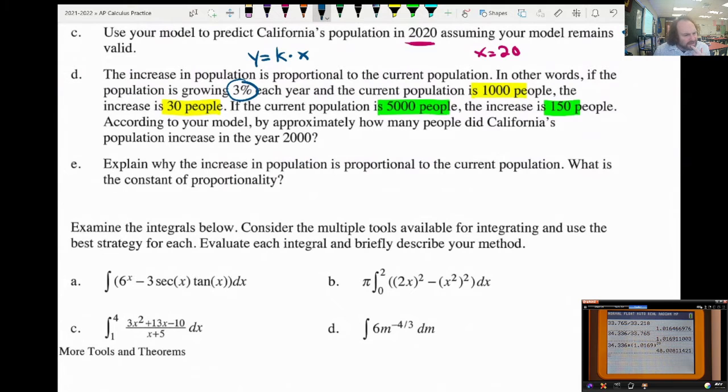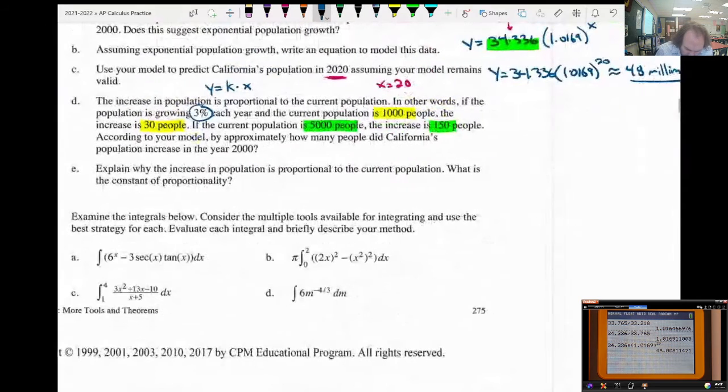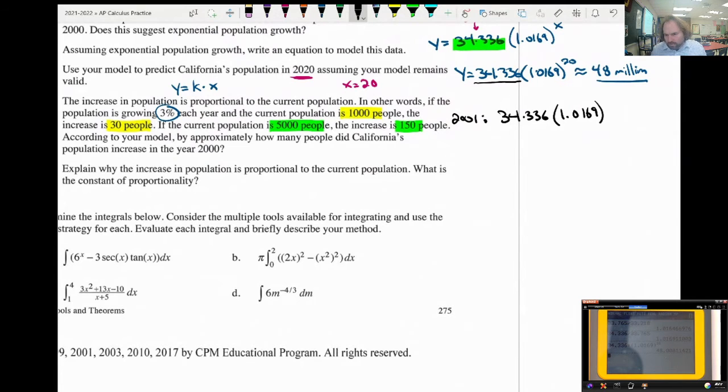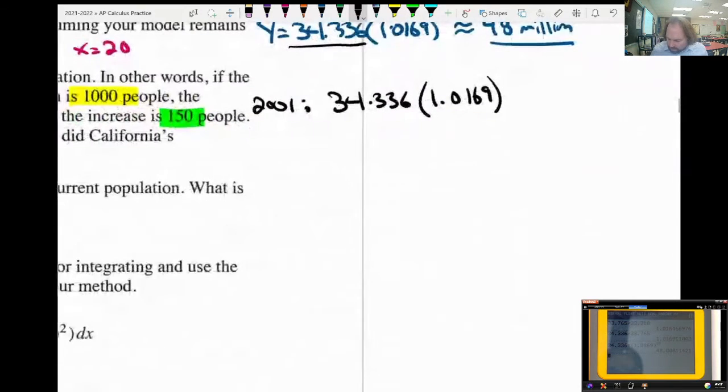But let's see. In 2001, if we think about the year 2000, where there were 34.336 people, let's think about the year 2001. And 2001 is really easy to do because all I've got to do is take 34.336, that's the population in the year 2000, and multiply it by 1.0169, which appears to be the growth factor that I got from the division up above. And the new population, according to my calculator, stand by.